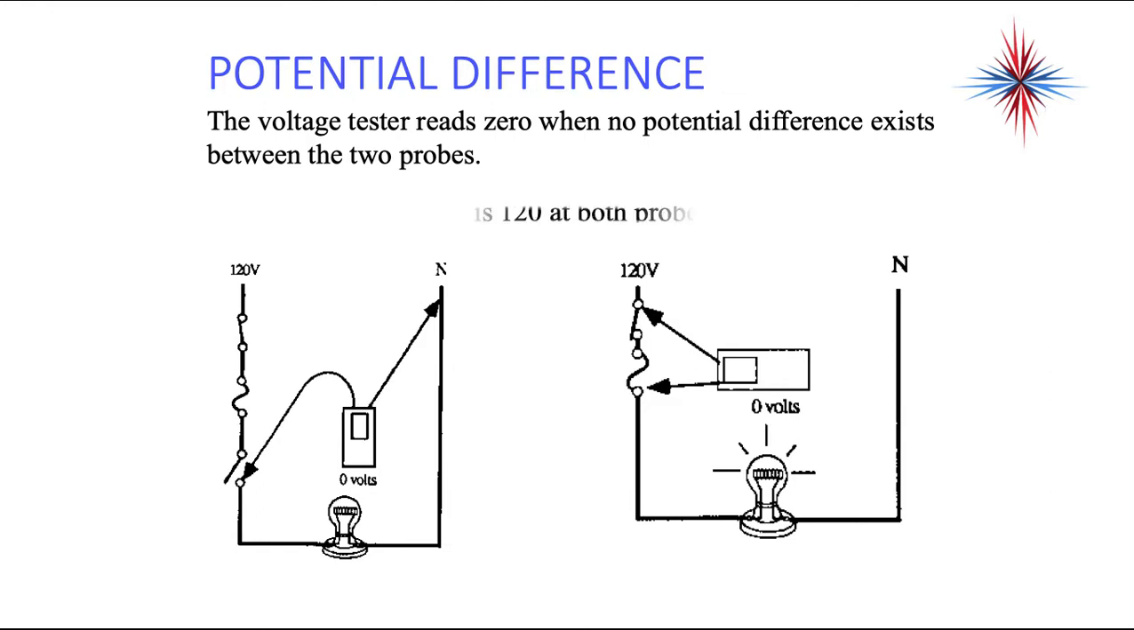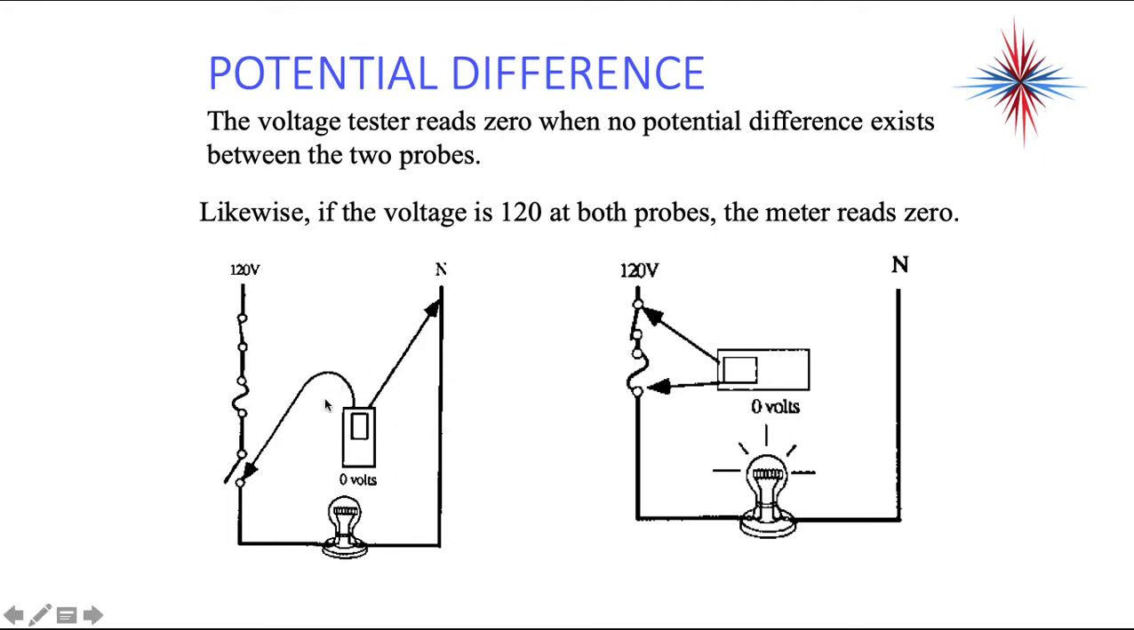The voltage tester reads 0 when there's no potential difference. Likewise, if the voltage is 120 at both probes, the meter reads 0. Here, we're after this open switch, so there's no voltage at this point to neutral, so there's no potential difference. Here, both probes are on the same part of 120, no potential difference. If there's no difference, your voltmeter is going to read 0.